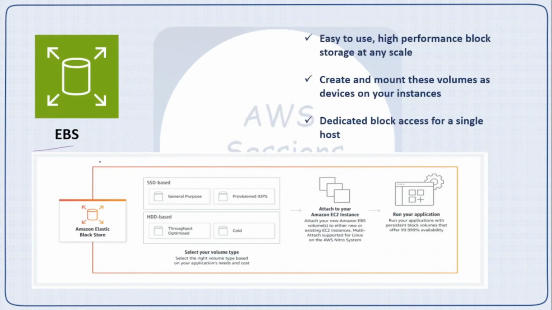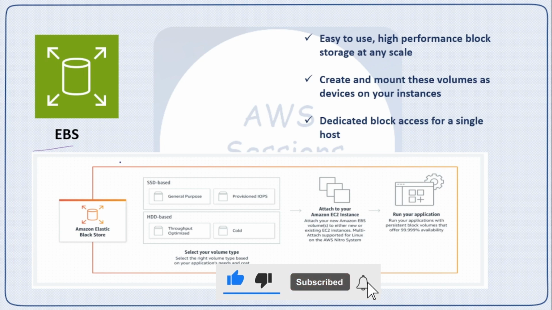EBS, this is a block storage service. You can create and attach these EBS volumes to the instances for persistent storage, and the data will remain once the EC2 is terminated or stopped. You can have that data and use it with other instances as well.